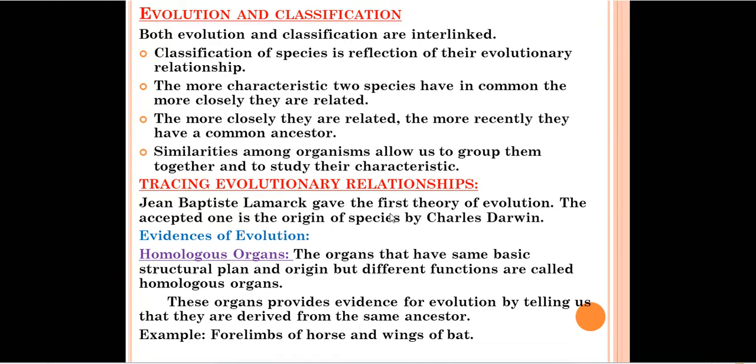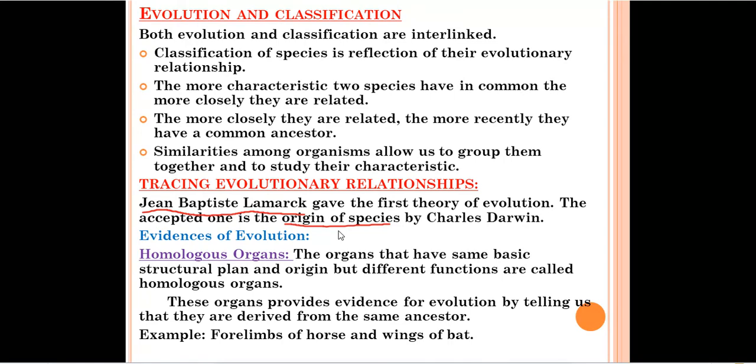Jean-Baptiste Lamarck gave the first theory of evolution. The accepted one is The Origin of Species by Charles Darwin. Lamarck was the first scientist to give a theory of evolution, but the theory of Charles Darwin was accepted, and it was given in The Origin of Species. So, evidence of evolution.